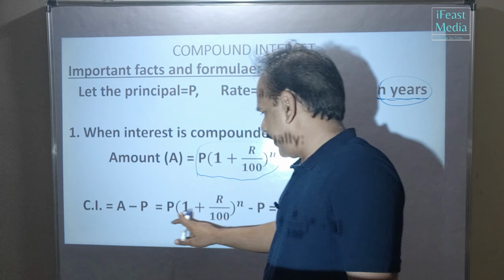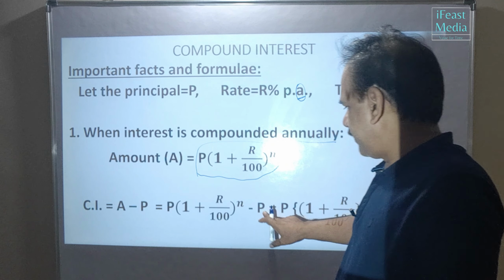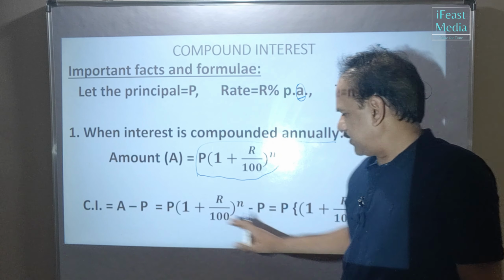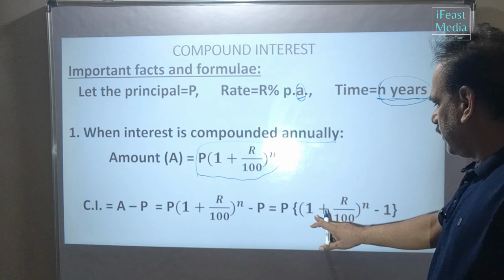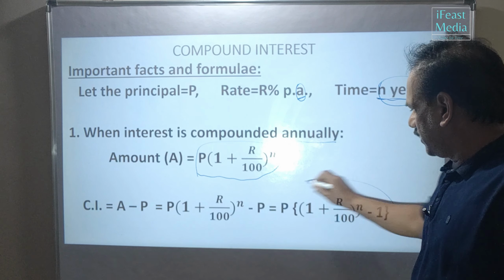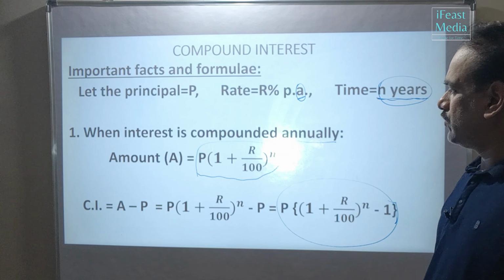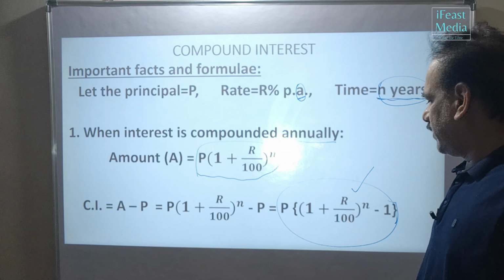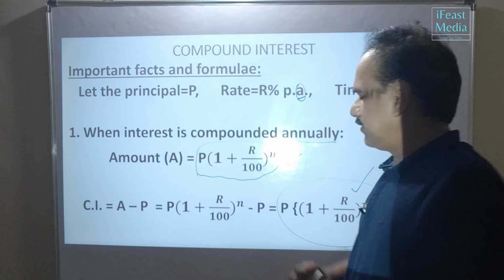So, what is the amount? P into 1 plus R by 100 whole power N minus principal. So, you take P common, it is P into 1 plus R by 100 whole power N minus 1. So, this is the formula of compound interest. Whenever you are asked to find compound interest, we use this. Whenever you are asked to find the amount, we use this.